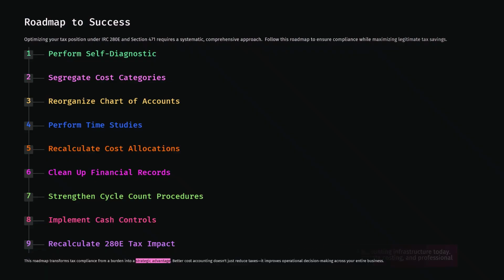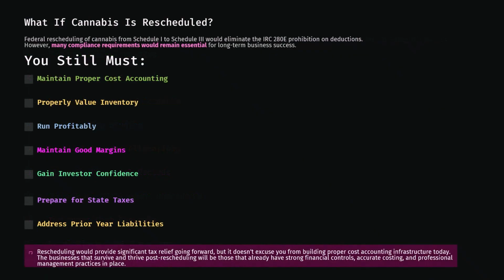There's been a lot of talk over the years, and even as recently as Trump, signaling a possible rescheduling of cannabis. Though rescheduling will absolutely provide much relief to the industry, it's by no means a magic bullet. Even if cannabis is rescheduled, this is not a get out of jail free card. Actually, most things, at least from a cost accounting perspective, will not change. So you still need to maintain proper cost accounting.